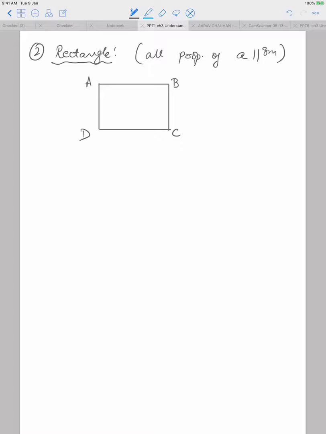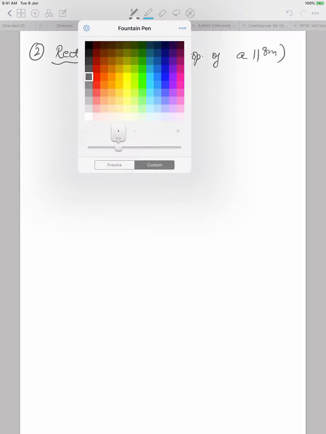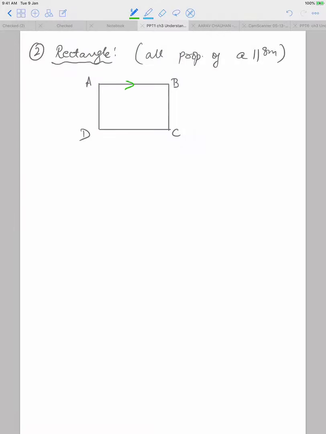So what were the properties? Opposite sides are parallel. AB is parallel to DC and AD is parallel to BC. Similarly, the opposite sides are equal. This is what we had learnt in a parallelogram. The third thing that we had learnt in a parallelogram was that opposite angles are equal. That means A is equal to C and B is equal to D.